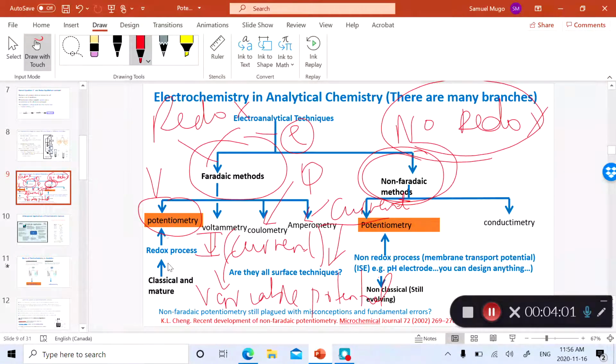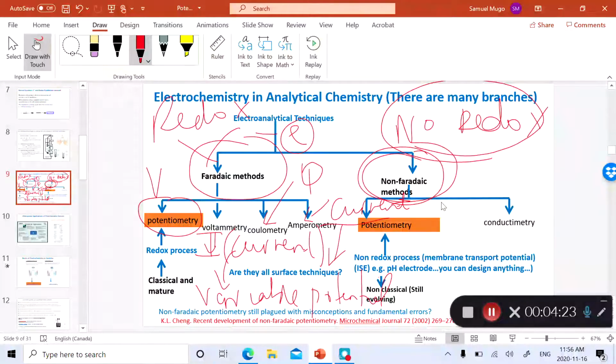And in this course, my focus is only gonna be on potentiometry, which sometimes we call the classical method because you're measuring the voltage, and it's essentially a galvanic cell. So it's a very mature field. It's a galvanic cell, okay?